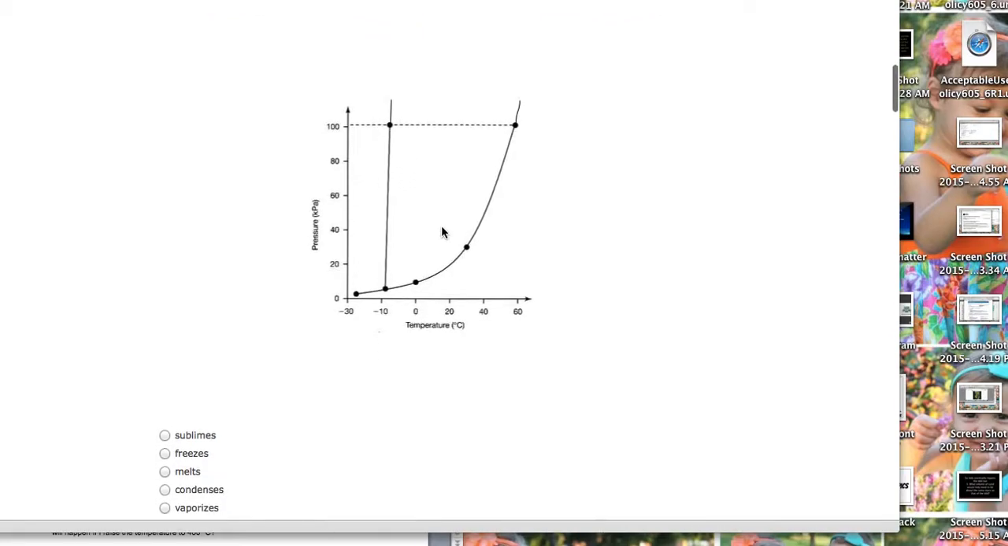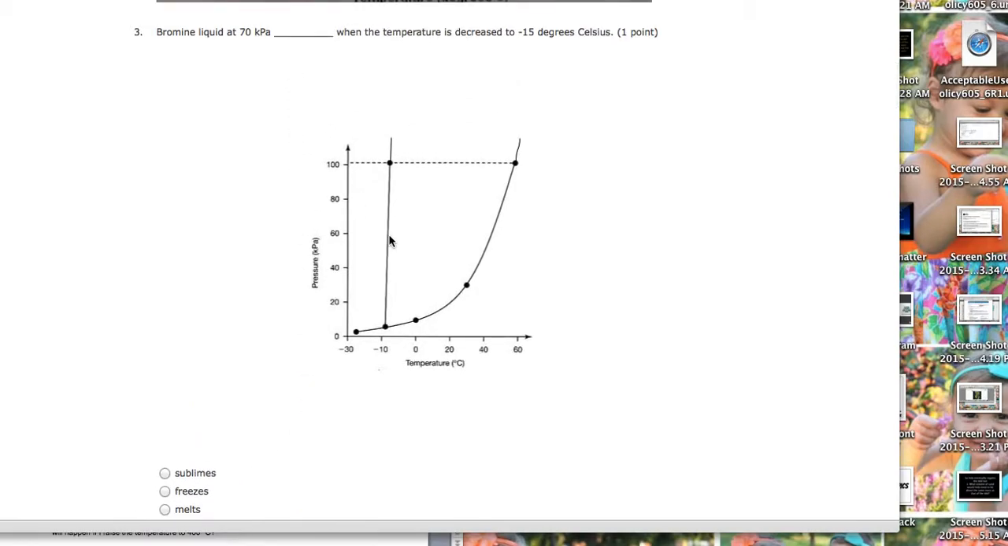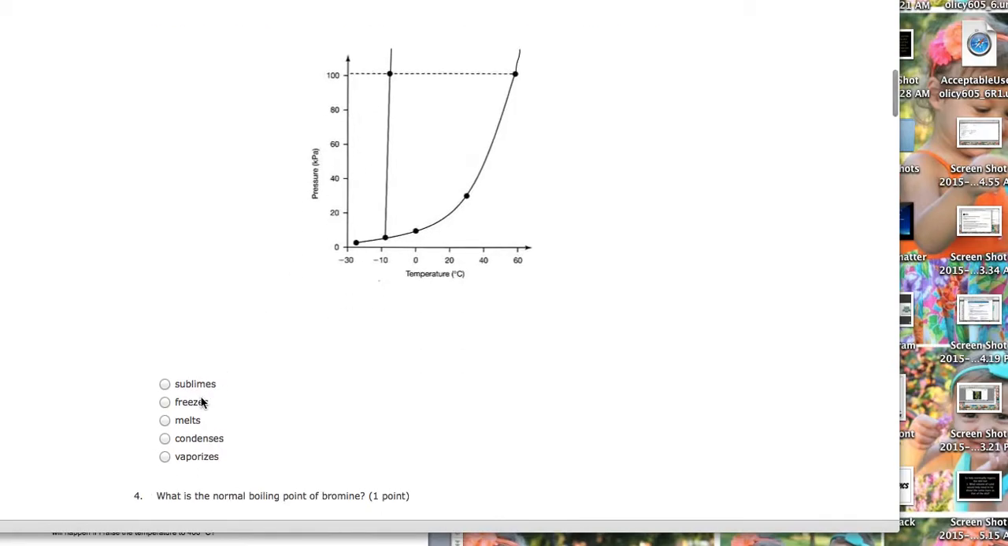So we're coming from our liquid to our solid at -15. Which of the following changes of state would occur? Would that be sublimation, freezing, melting, condensation, or vaporization? Once again, if bromine is a liquid at 70 kilopascal, when the temperature is decreased to -15 degrees Celsius, which of these changes of state would occur? Sublimes, freezes, melts, condenses, or vaporizes? That last question you need to take a look at. We would notice that the substance would freeze at the 70 kilopascal. The next graph that you have like this, I'm going to give you a little less direction and start letting you do a little bit more of that on your own.